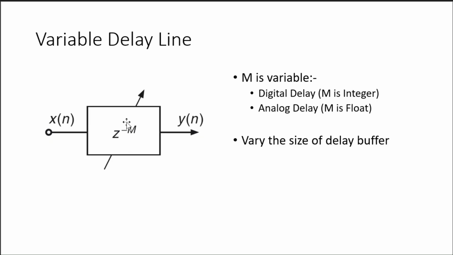In the analog domain, these delays are implemented using special ICs called bucket brigade devices, and these are no longer manufactured, but still you can find a few of them online. In both systems, we vary the size of the delay buffer, either in steps or continuously, to achieve modulation.